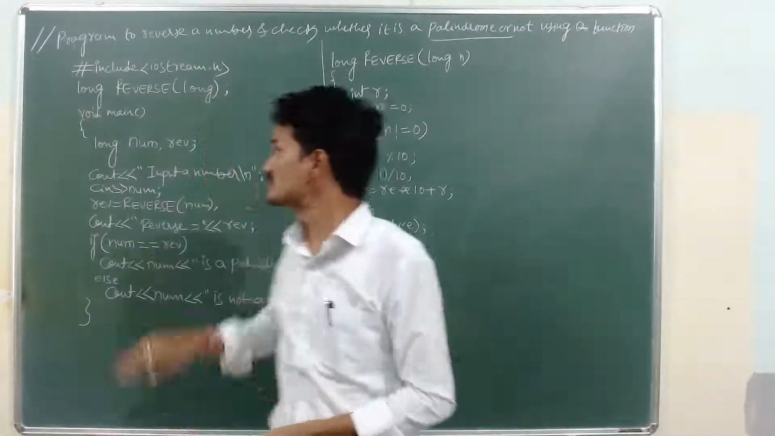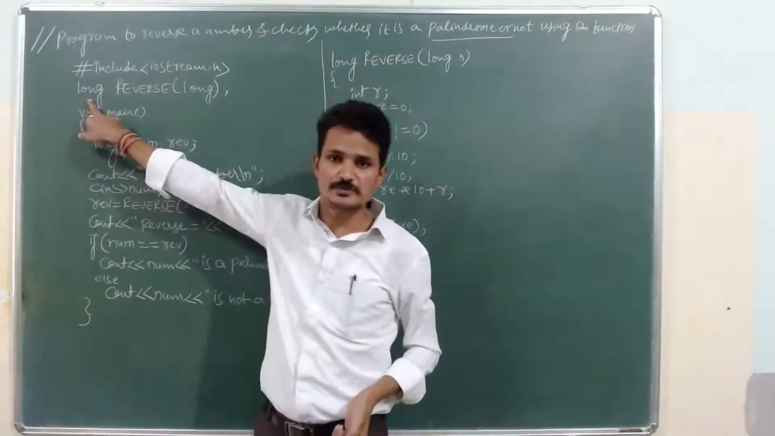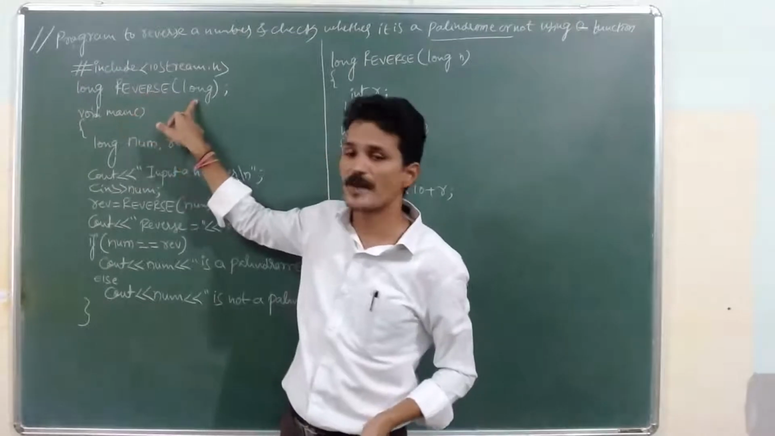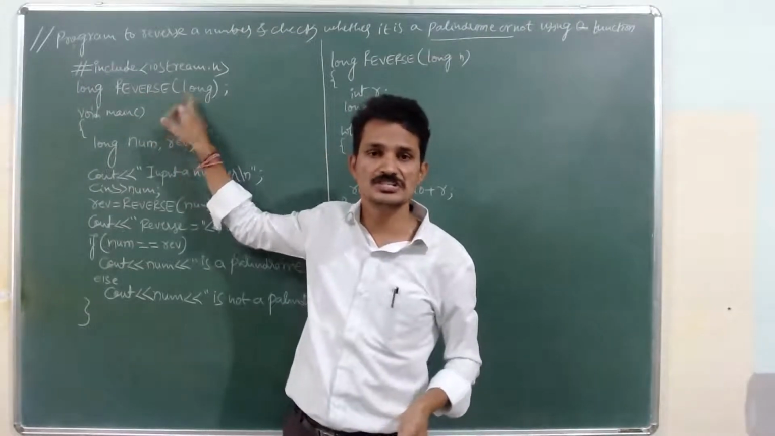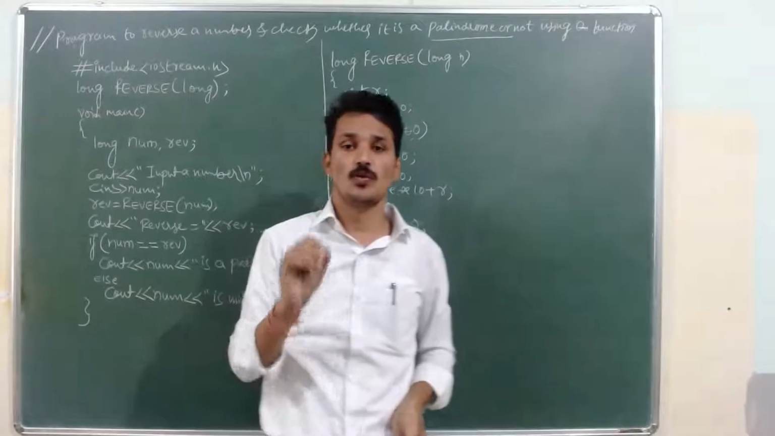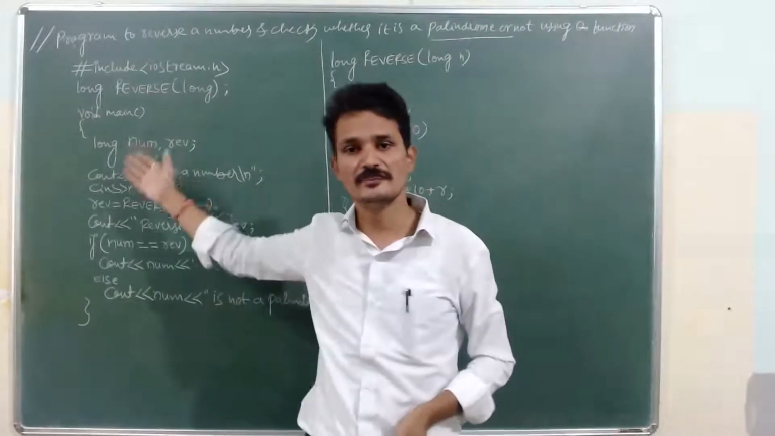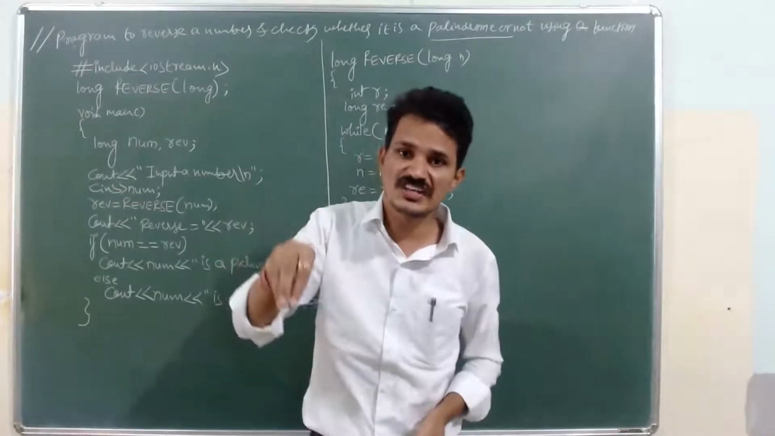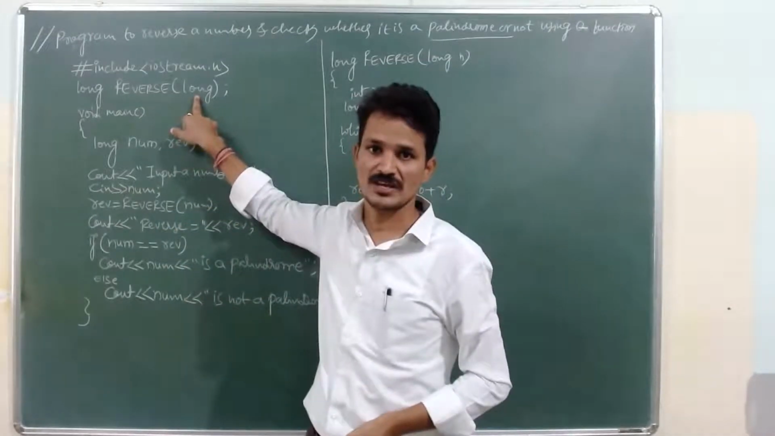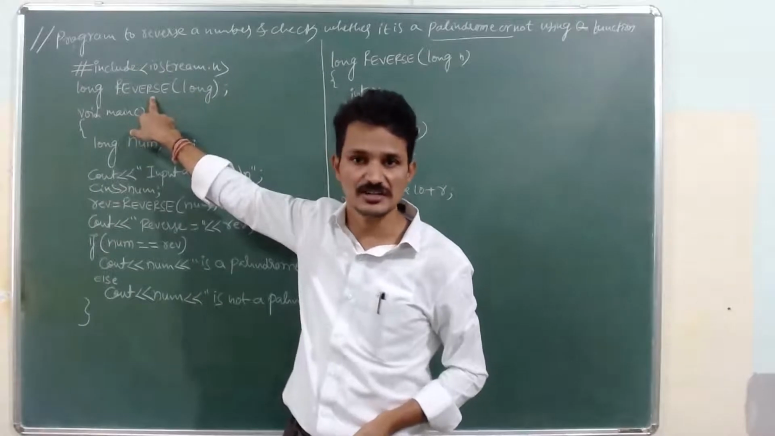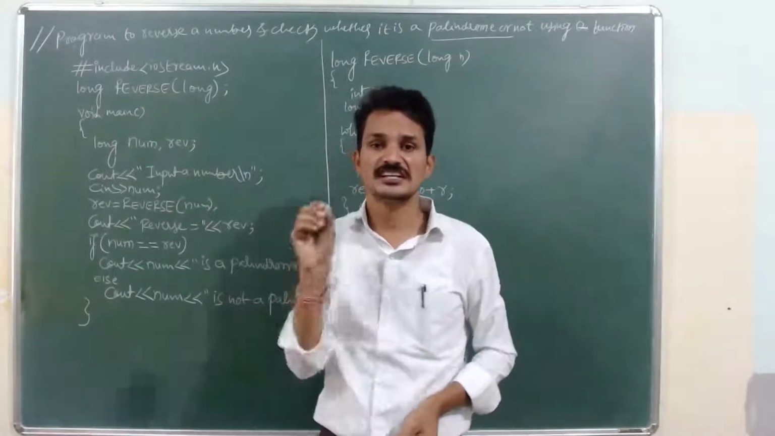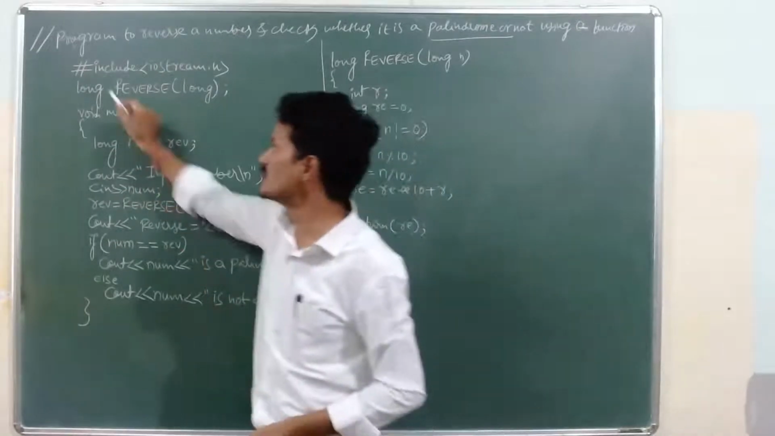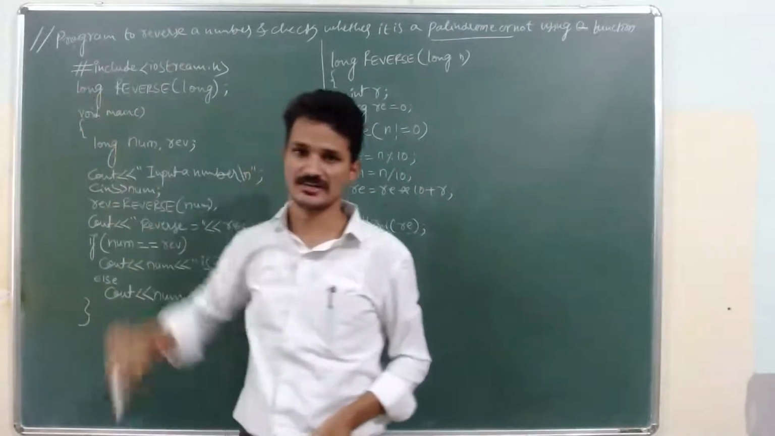Once again, have a look at this. Long is the return type specifier. Reverse is the name of the function. Within the parenthesis, long. That means we are going to pass one argument from the calling function to the called function. That argument's type is long data type. What is the name of the function? Reverse. This reverse function returns what type of answer at the end? A long type. That is why I am writing the data type as long here.